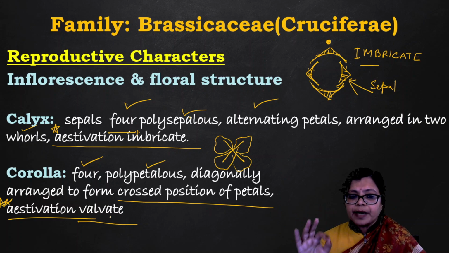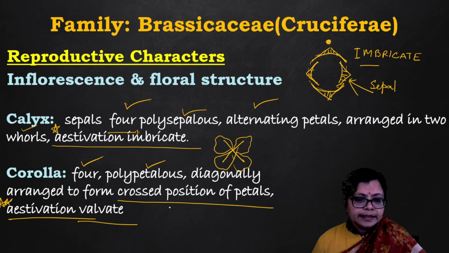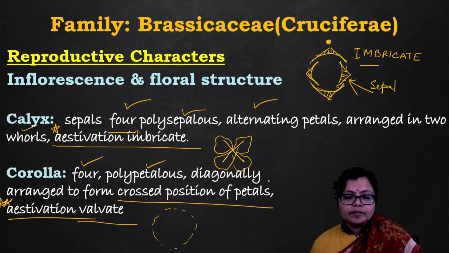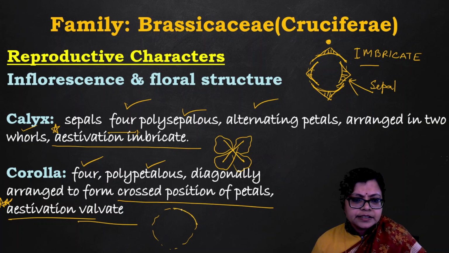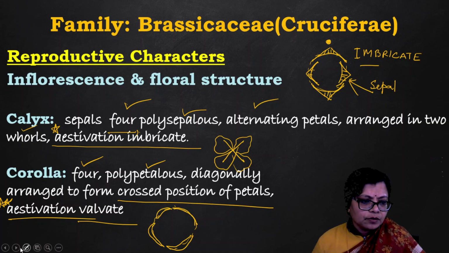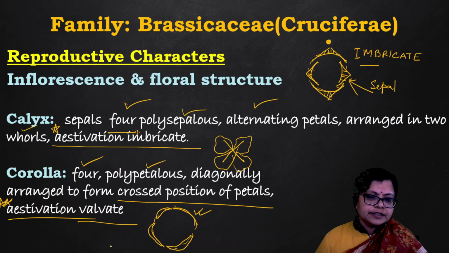What do you understand by valvate estivation? That means here the margins are not overlapping. 1, 2, 3 and 4, but the margins are not overlapping each other. Okay, that is called the valvate estivation.